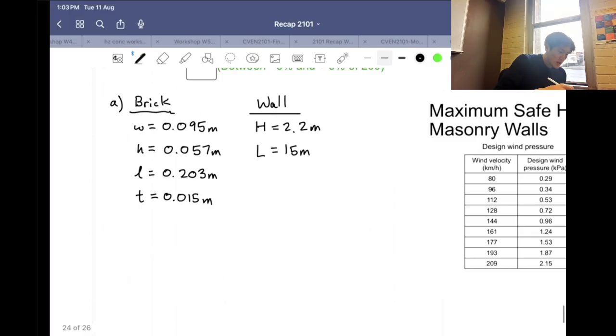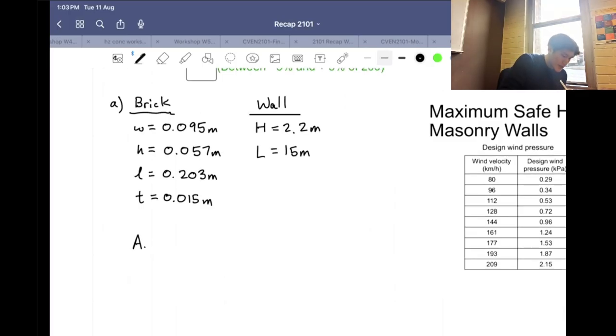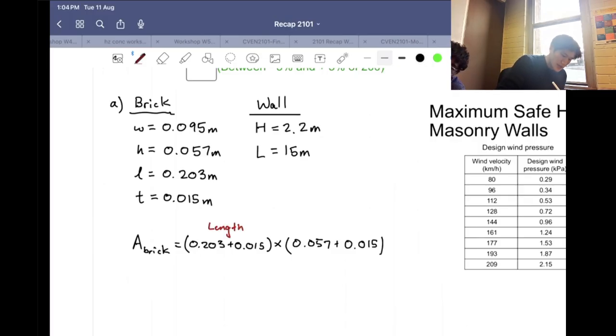So yeah, finding the area of each brick, you would do the length of each brick, so 0.203, plus the joint thickness, 0.015, and then you multiply by the height of the brick, 0.057, plus the joint width as well. So that is your length of brick, and this is your height of brick.